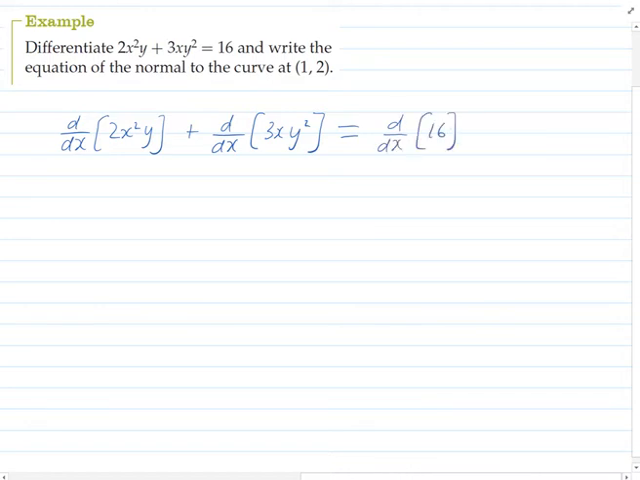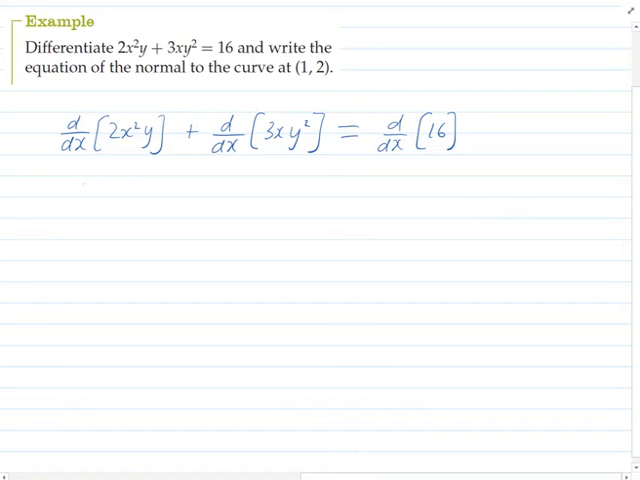Okay, so here we've got a little bit of a problem because we have a term with both x and y in it. So what we have to do is differentiate it with respect to x, and then differentiate it with respect to y. With respect to x, but differentiate the y part. So first of all, differentiating it with respect to x, what we're going to do is treat y as a constant and only differentiate the x part.